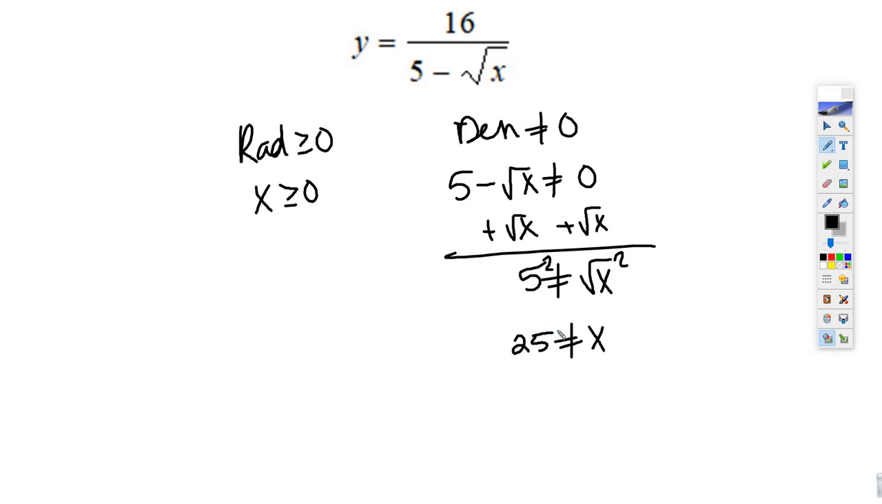So again, this is something we can check the validity of. Does 25 make my denominator 0? Well, the square root of 25 is 5, and 5 minus 5 is 0. So it absolutely is true. So for my radicand, x has to be 0 or larger. For my denominator, it can't be 25. So my domain overall is 0 to 25, discluding 25, to positive infinity. Okay?